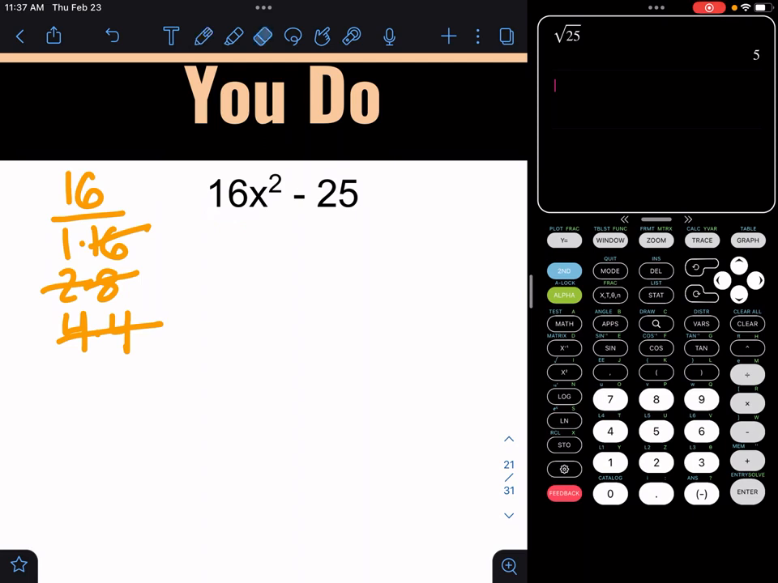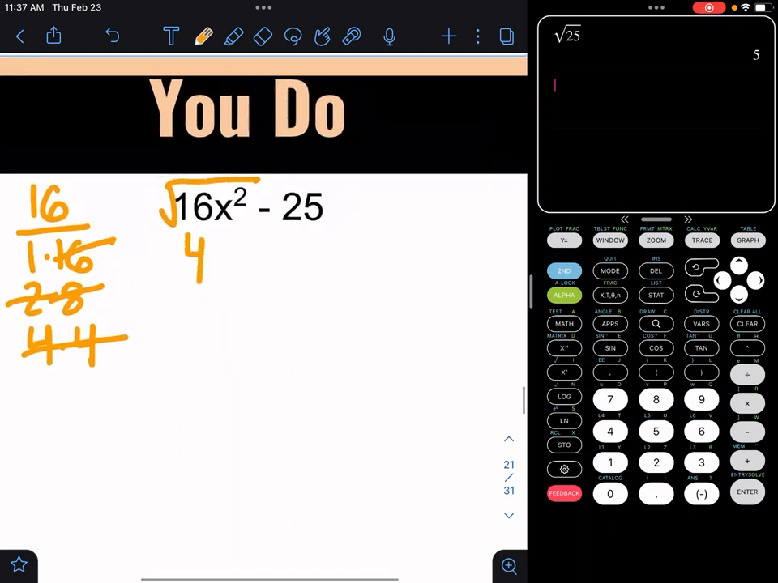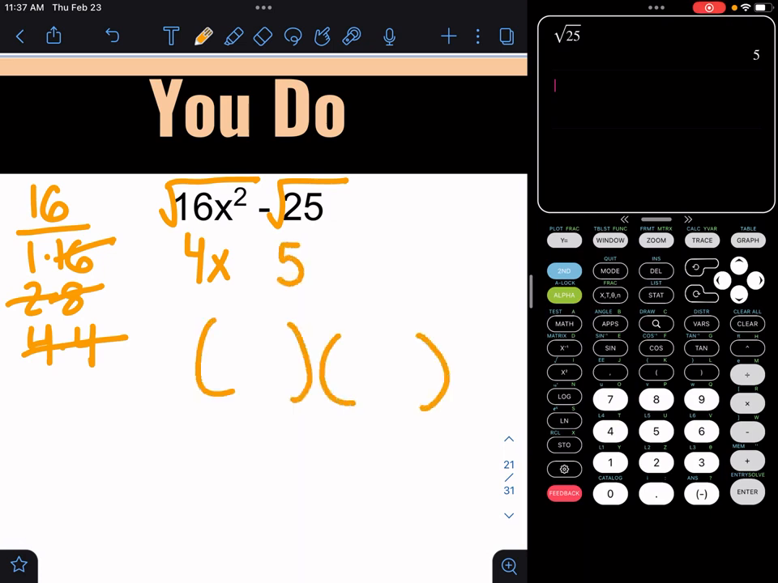But we are lucky because these are both perfect squares. So the square root of 16x squared would be 4x. The square root of x squared is just x. And the square root of 25 is 5. So now we write down 4x plus 5 and 4x minus 5. And that is factored form.